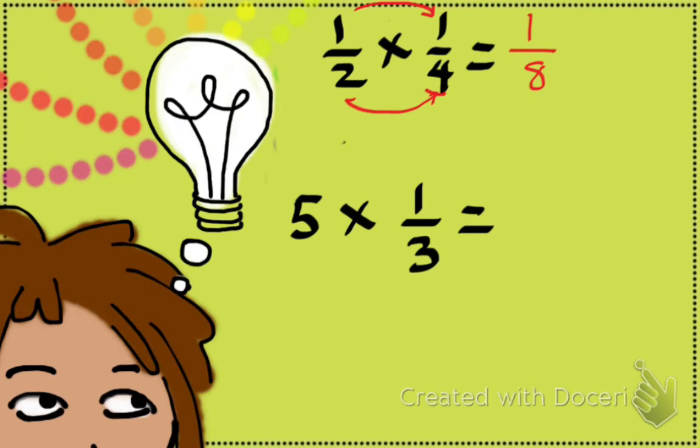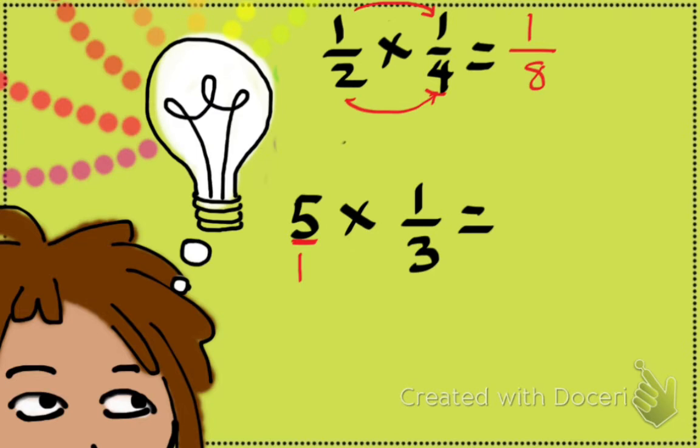So let's take a look at these fractions. We have a whole number times a fraction. Our whole number here is 5 and our fraction is 1/3. Whenever you multiply a whole number by a fraction, we have to first make this whole number into a fraction by putting it over 1. So the whole number 5 has 1 as its denominator.